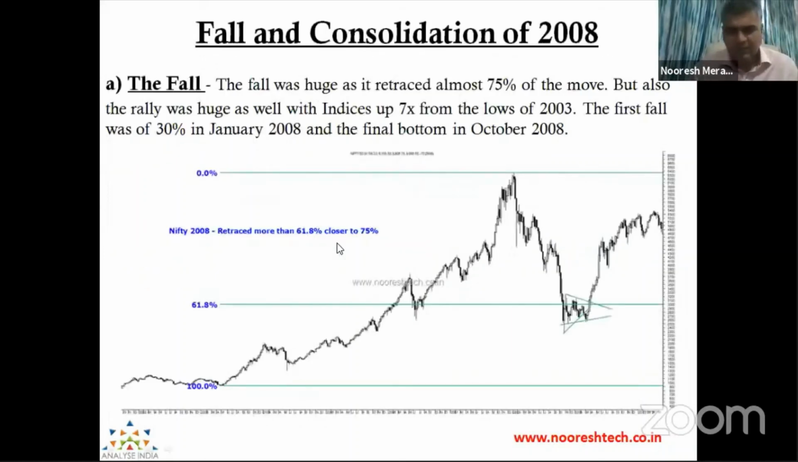Now we look at the consolidation of 2008. This fall was huge. The total retracement was almost 75%. But you also have to note that it was up 7x from the lows of 2008. The first fall was of 30% in January 2008, and the final bottom happened in October 2008. So essentially, what we notice in 1992, 2000, 2008, you almost end up losing 60-70% of the move from the top.